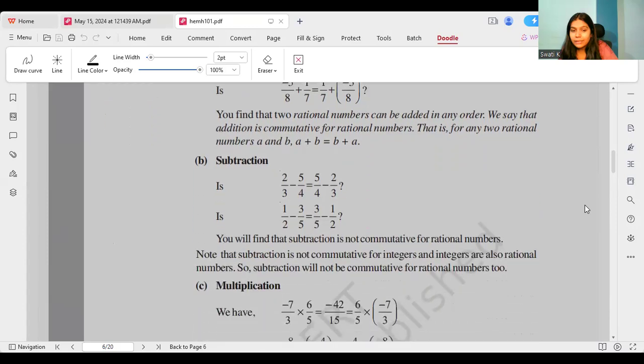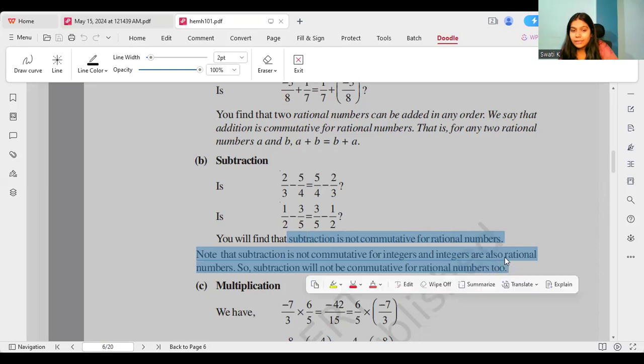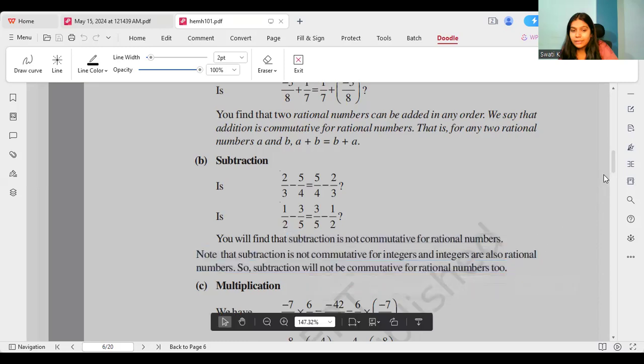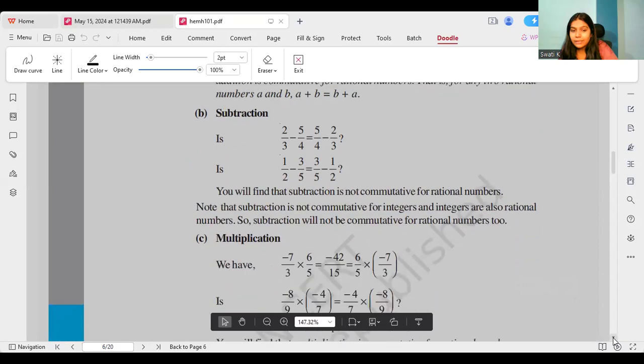Subtraction. Will it be commutative? Of course not. Just like 3 minus 5 is not same as 5 minus 3. Even if you take a fraction, it will not be the same. So subtraction is not commutative for rational numbers. Note that subtraction is not commutative for integers and the rational numbers also. So just remember this, that subtraction is not commutative in most of the cases. I hope that is clear.